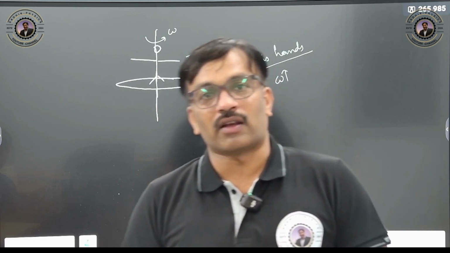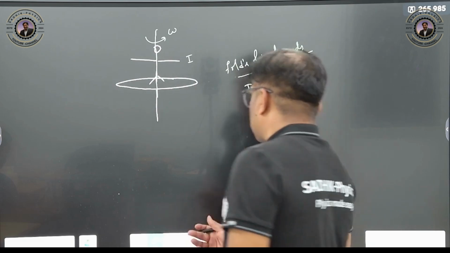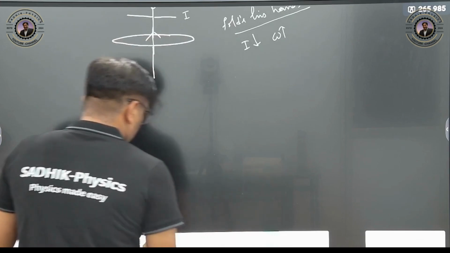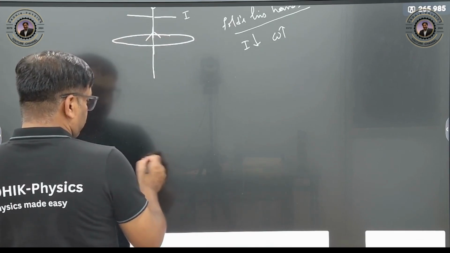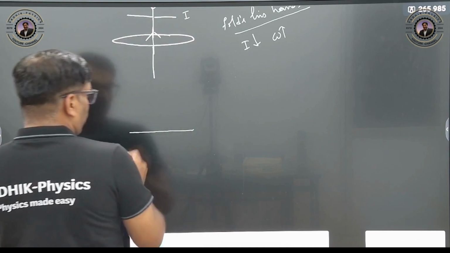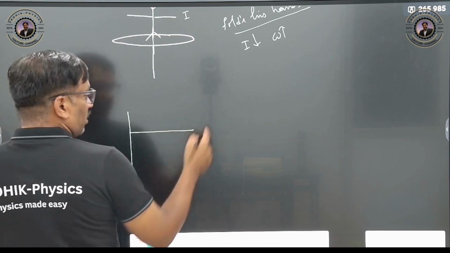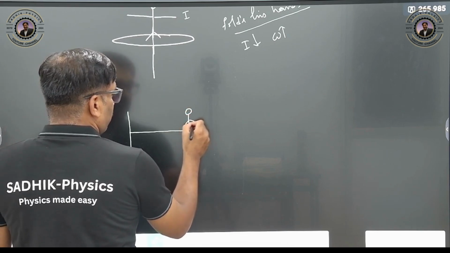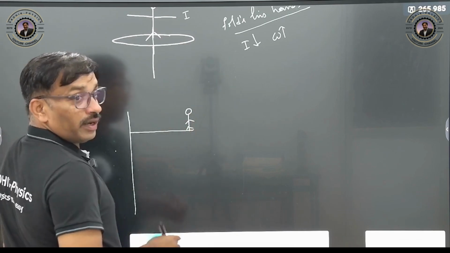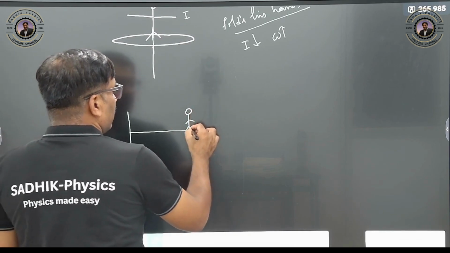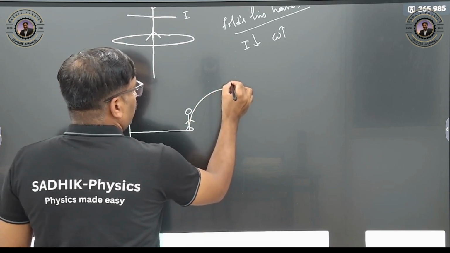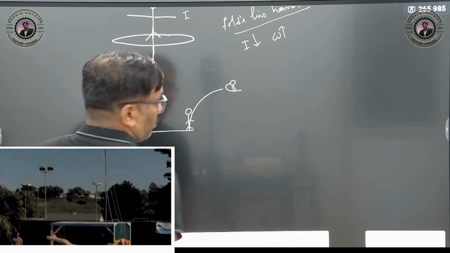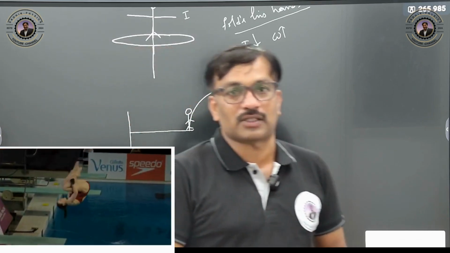That's why his angular velocity is increased. Similarly, you might have seen diving in the Olympic games. A swimmer will jump, and when he jumps, while he is in the air, he will fold his hands and legs.